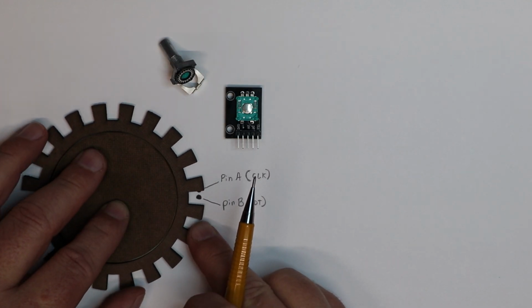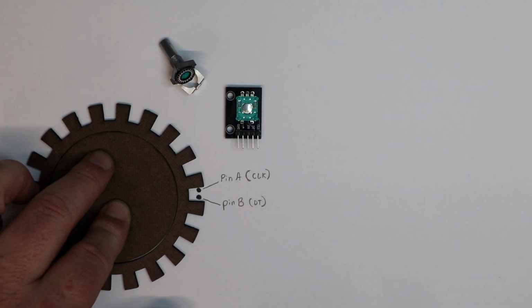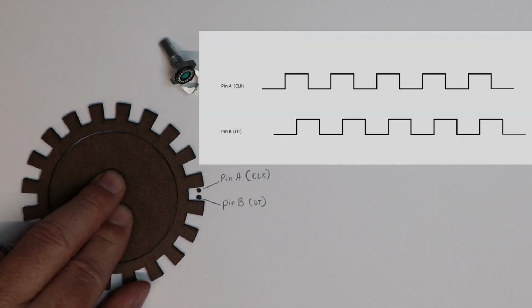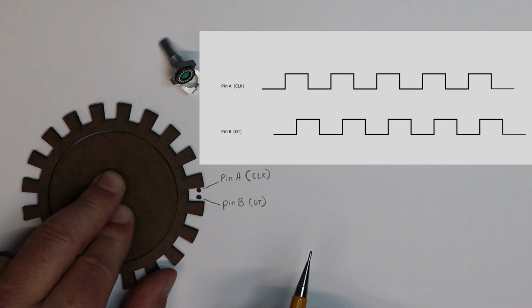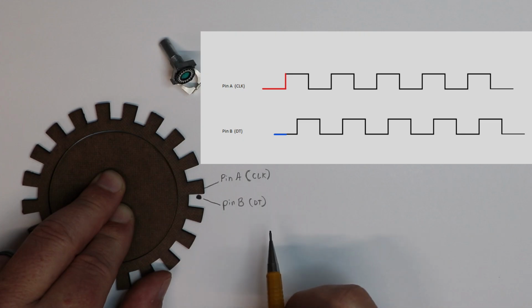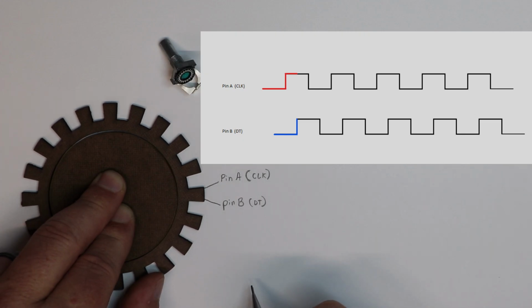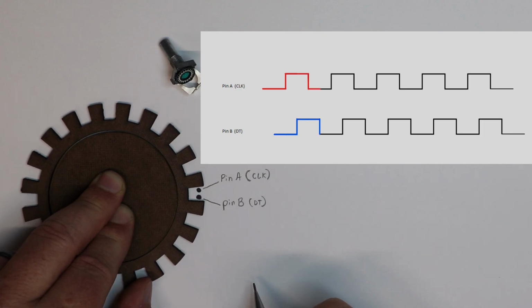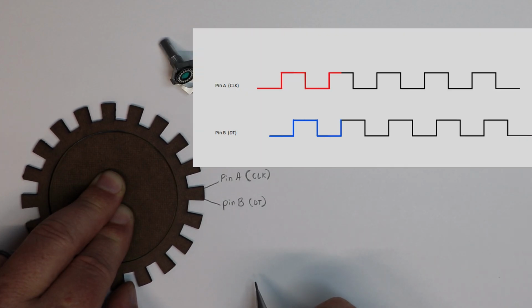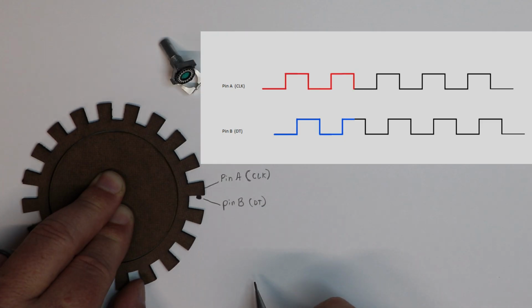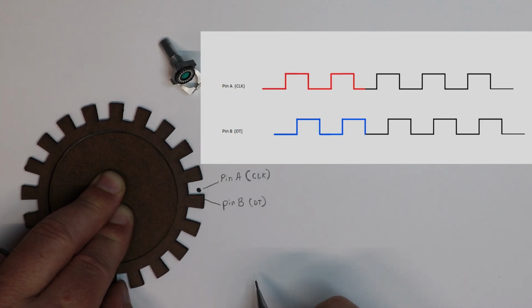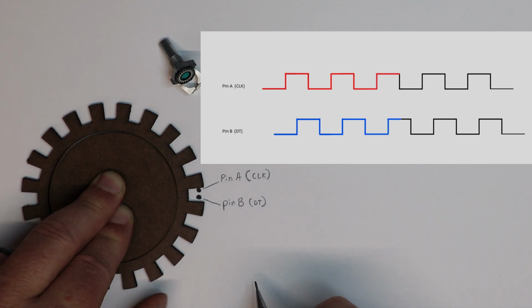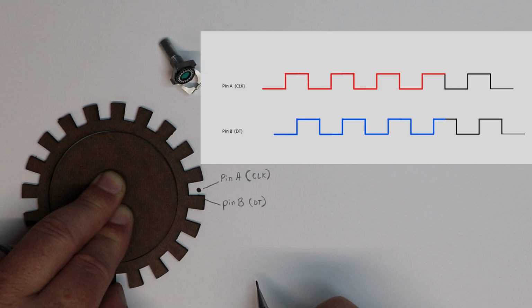We're going to bring up a digital square wave to show you when each contact is going high or low. So as we're going clockwise, pin A would go high, then pin B would go high, then half a cycle later pin A would go low, half a cycle later pin B would go low. The same thing would happen again. Pin A goes high, pin B goes high, pin A goes low, pin B goes low. And this keeps going as long as we're going in a clockwise manner.